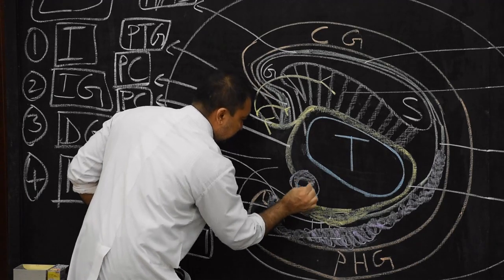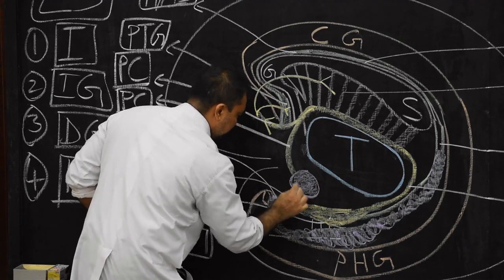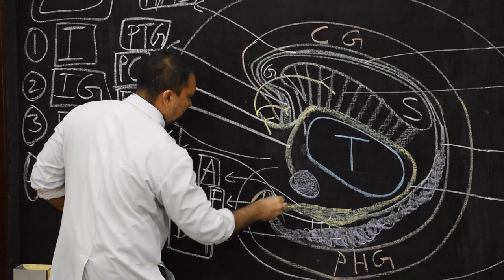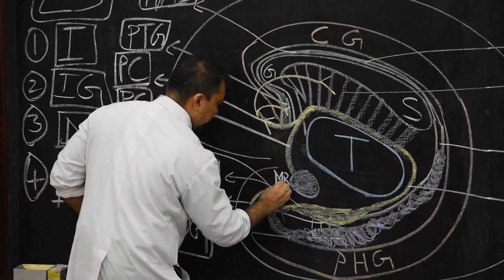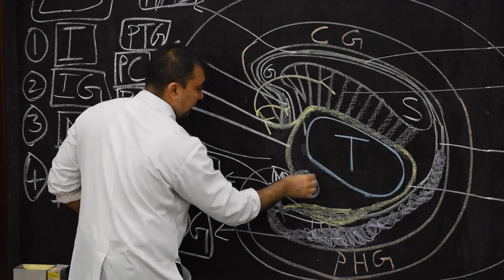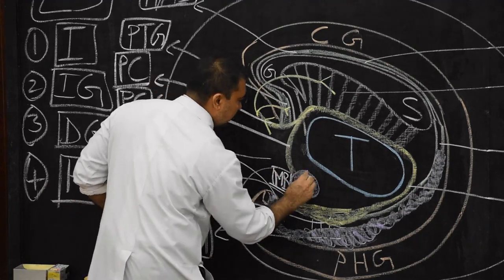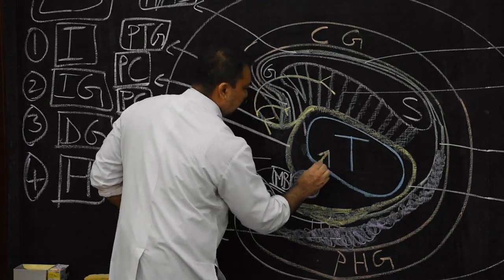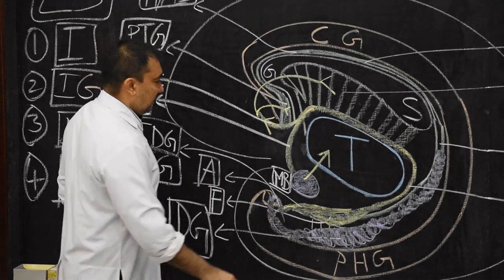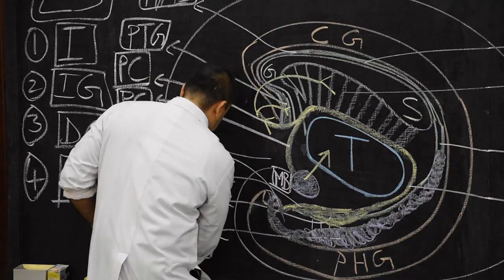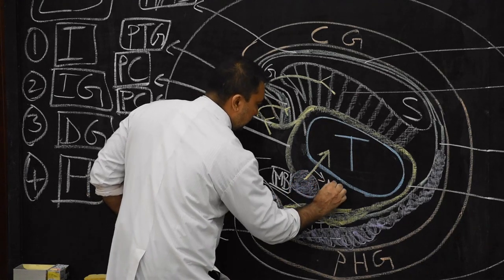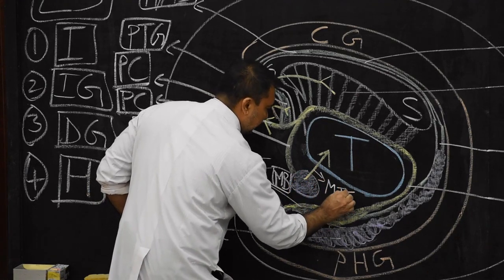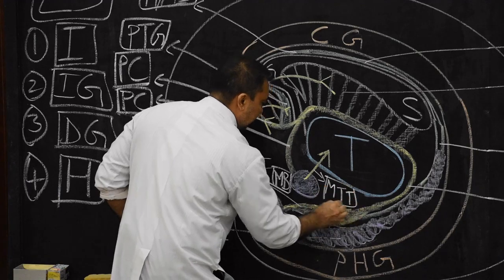So this is the mammillary body. They will pass in the mammillary body. So here I will just write down mammillary body. From the mammillary body, they will be projecting directly into the thalamus through the mammillothalamic tract. So therefore, you can name this structure as mammillothalamic tract, and it will end in the thalamus.